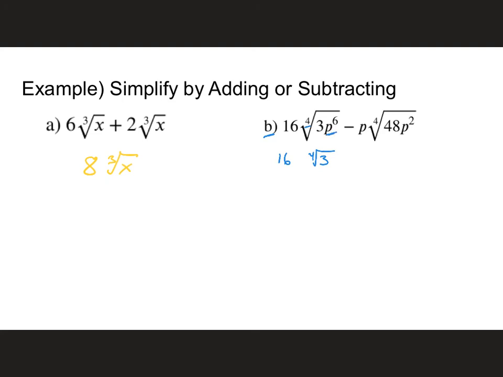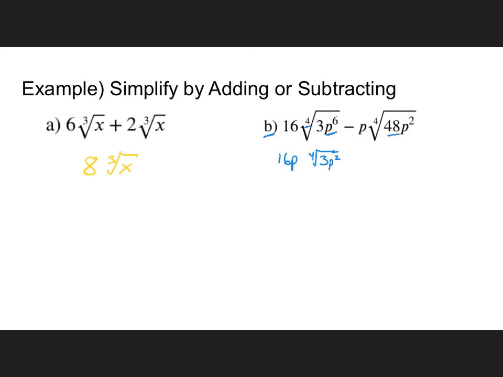But the fourth root of p to the 6th: 6 divided by 4 is 1 with the remainder of 2. So that means I'm going to have p outside, and the fourth root of p squared is going to stay put there. Okay, so the first term is 16p times the fourth root of 3p squared. All right, what about the second one?